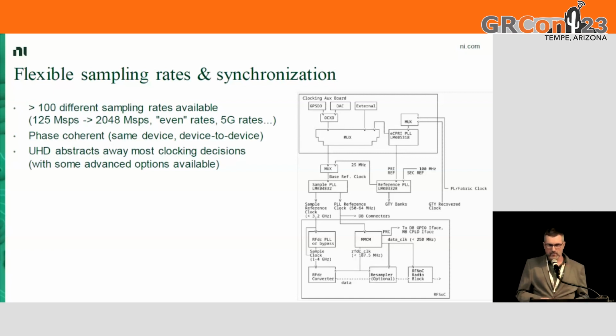So we go all the way down to 125 megasamples on the low end. Of course, you can do further processing and get it further down if that's what you need. But what we can actually natively produce from the converter goes down to 125 megasamples and up to 2048 megasamples. And then there's all sorts of rates in between. Multiples of 100 megahertz. We have the various 5G rates available. And for the most part, you can just ask for a rate and UHD will figure out what to do and give you that rate.